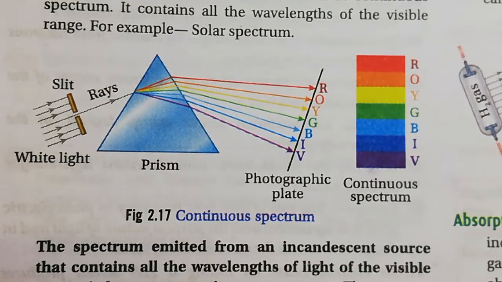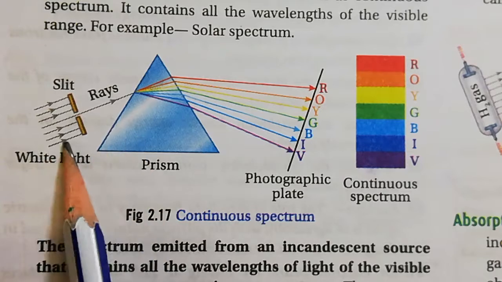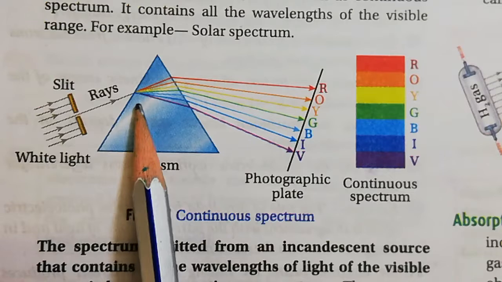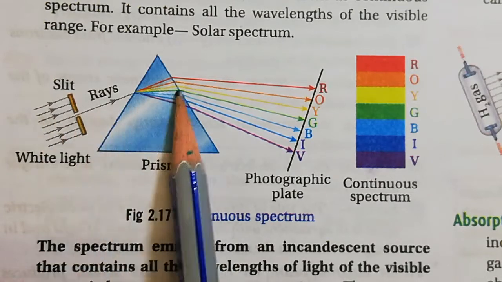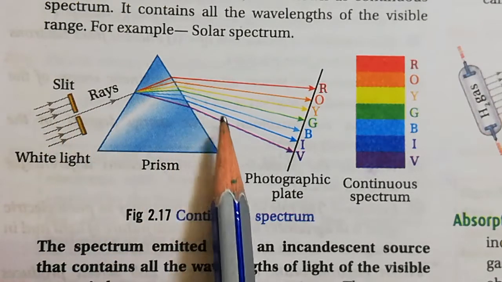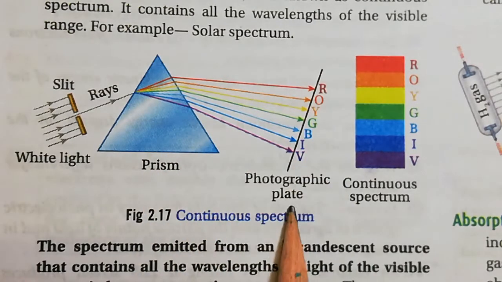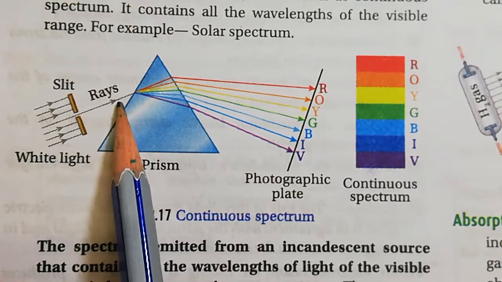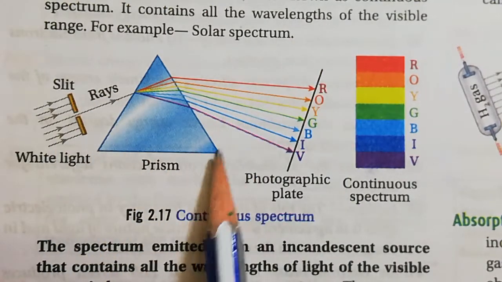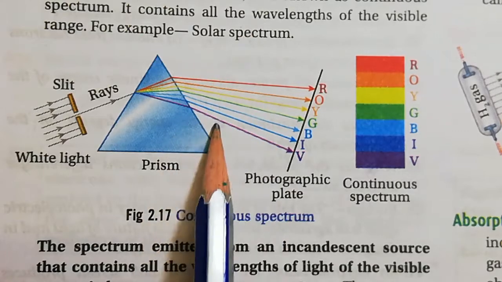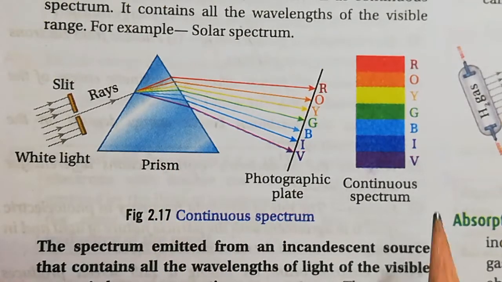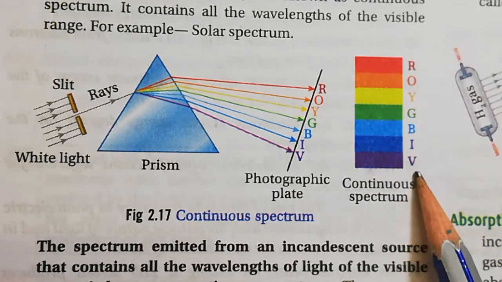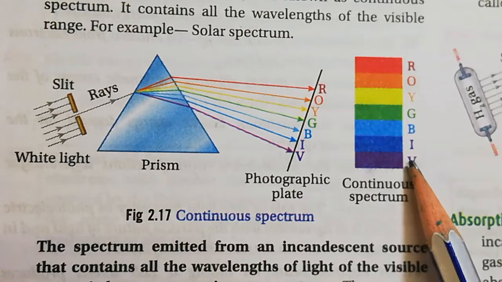This is the continuous spectrum formed by white light. White light is allowed to fall on a prism, and after refraction there will be the separation of all the 7 colors of white light, and those are found on a photographic plate. Deviation is maximum for violet and the minimum deviation is for red. A continuous band of 7 colors is obtained, and that is said to be the continuous spectrum.